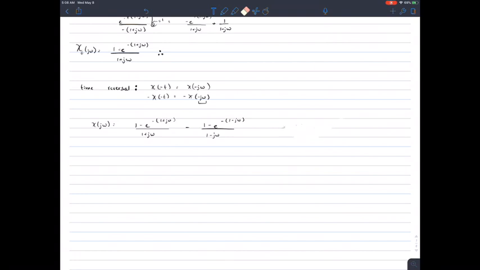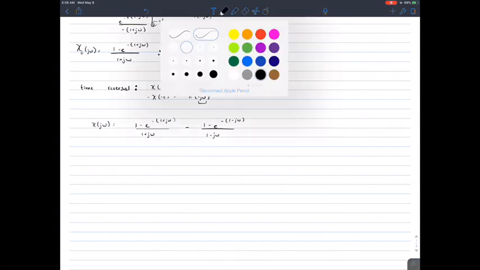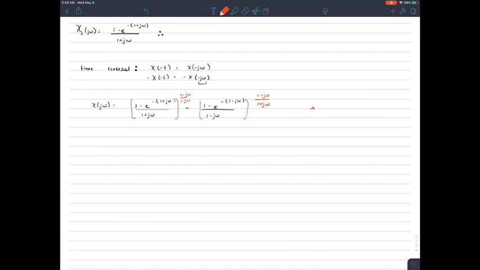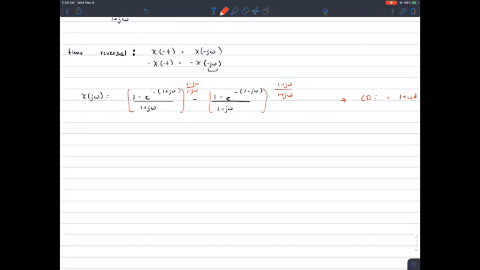Actually, I'll just rework it out for you. So we need to multiply this by 1 minus j omega, and multiply this by 1 plus j omega. I'm not reworking the common denominator, but I'll rework the top part. The common denominator is equal to 1 plus omega squared.